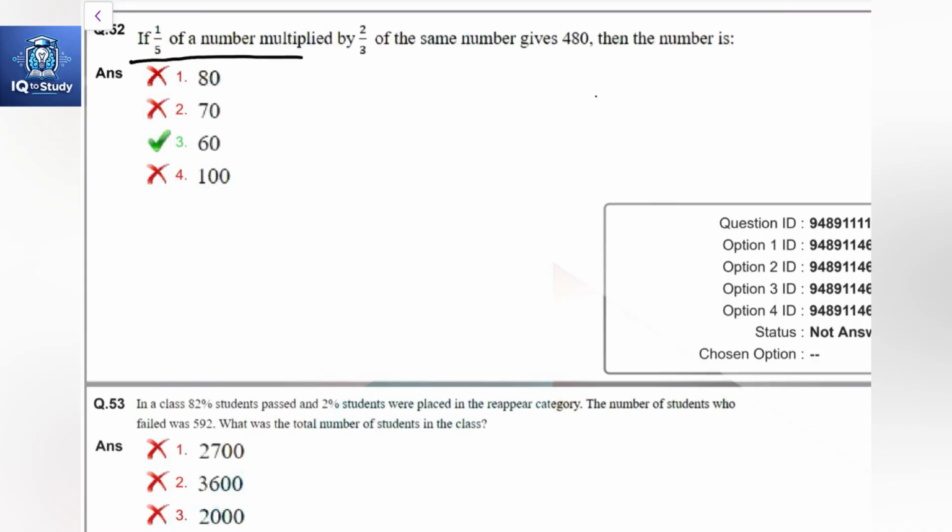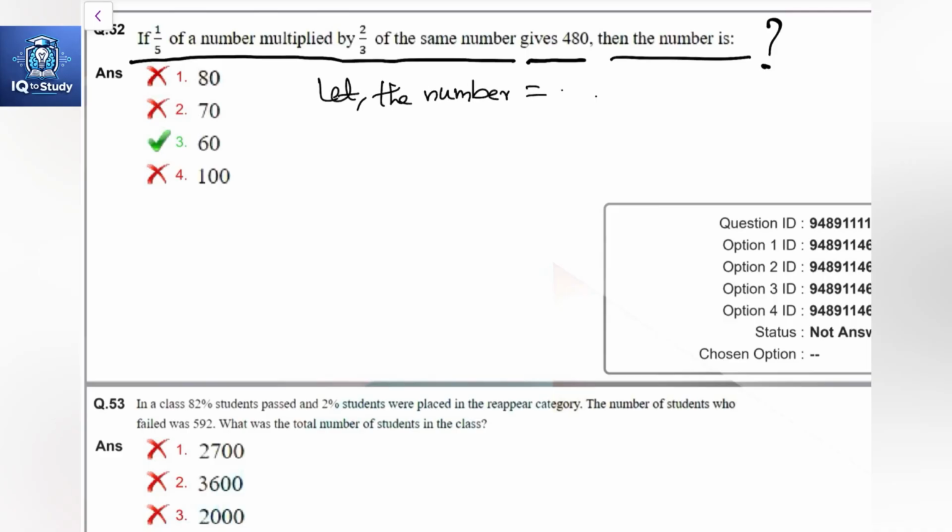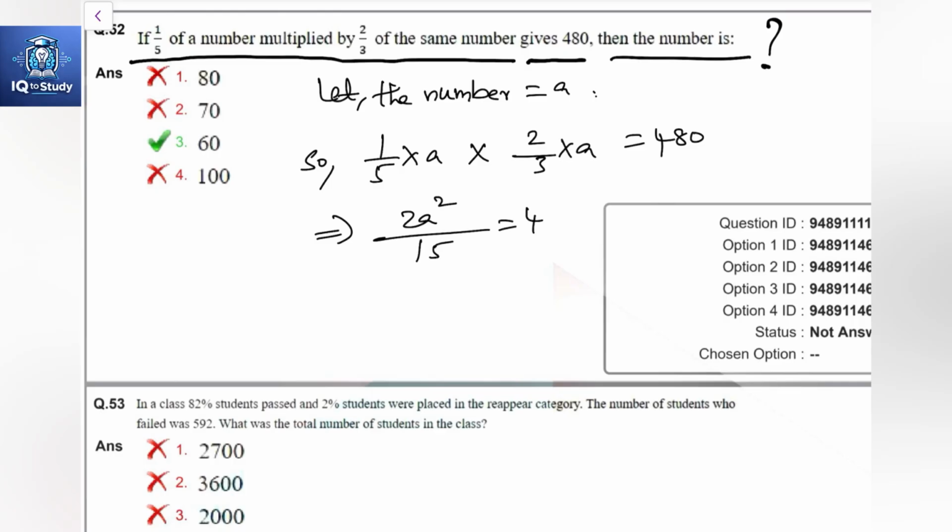If 1 by 5th of a number multiplied by 2 by 3rd of the same number gives 480, then the number is? Let the number be A. So, according to the question, 1 by 5th of the number multiplied by 2 by 3rd of the same number is equal to 480. So it becomes 2a square by 15 is equal to 480, which implies a square is equal to 480 into 15 divided by 2.